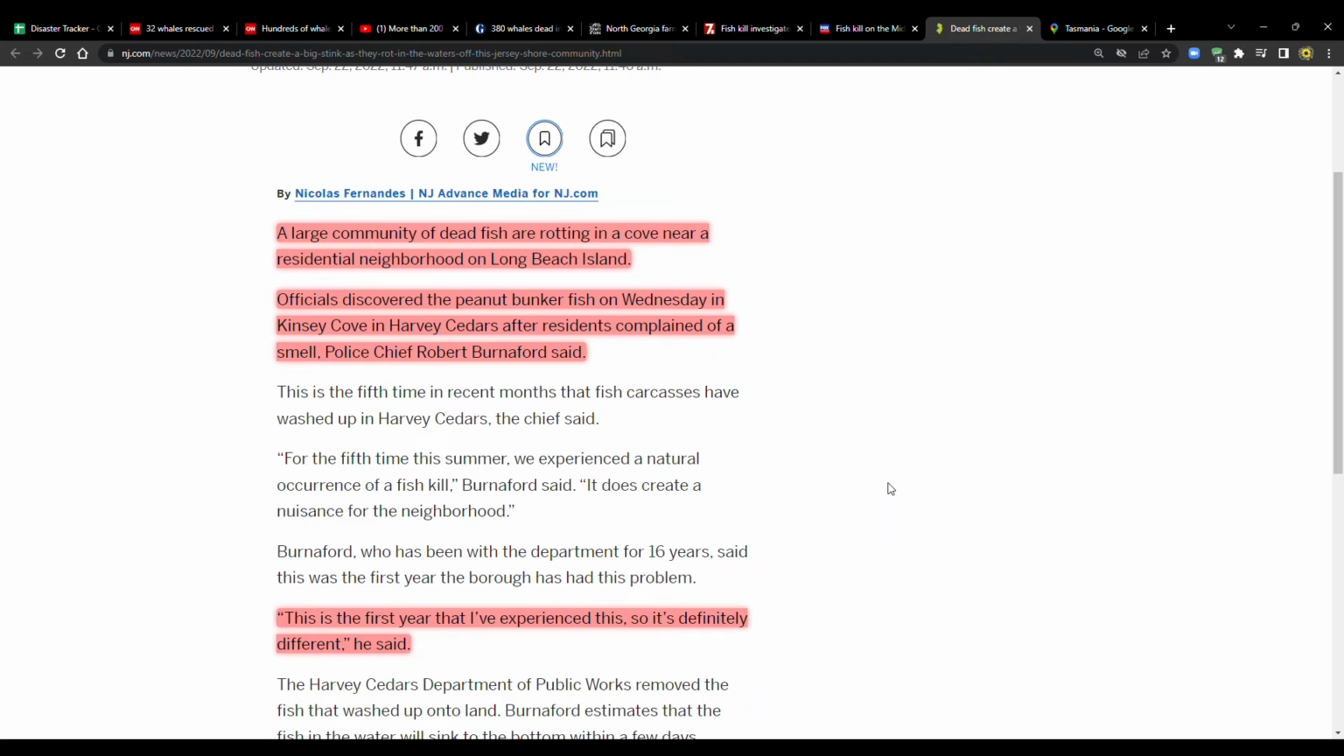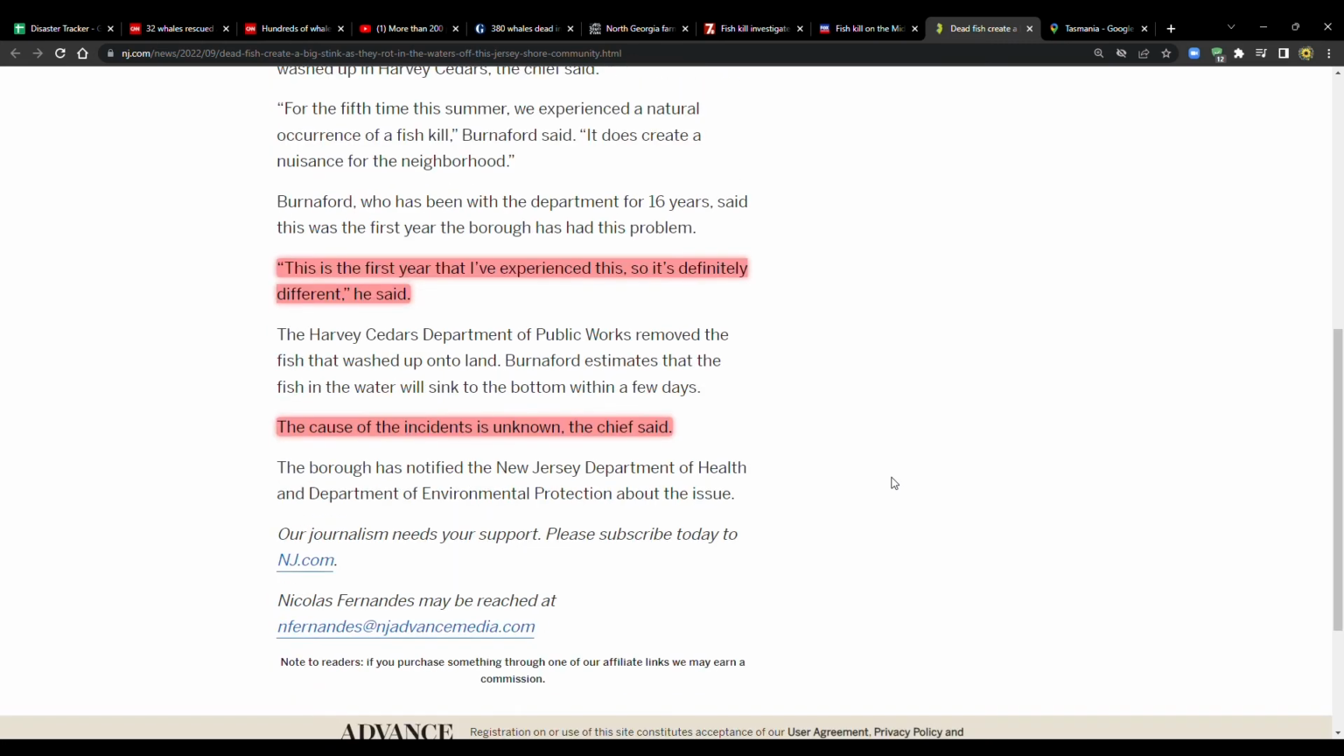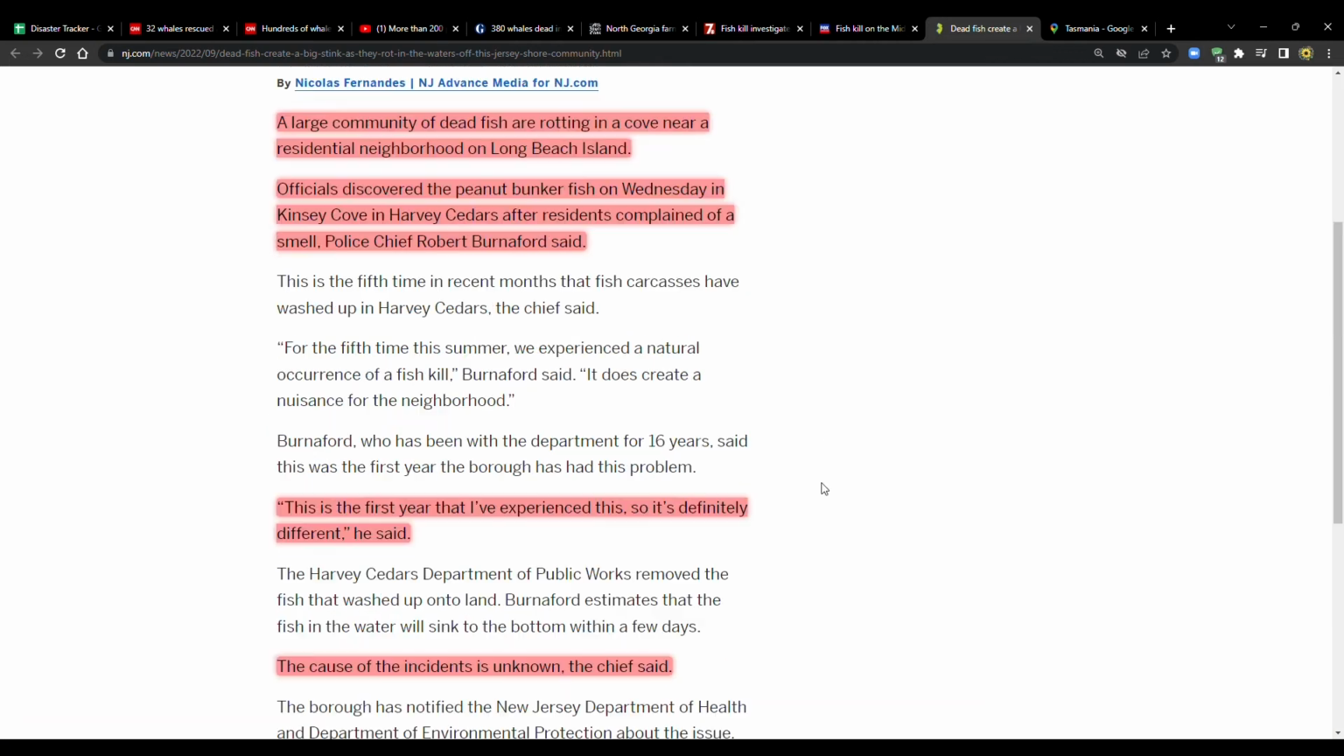They just say a large community of dead fish are rotting in a cove near a residential neighborhood on Long Beach Island. Officials discovered the peanut bunker fish on Wednesday in Kinsey Cove in Harvey Cedars after residents complained of a smell, Police Chief Robert Burniford said. Quote, "This is the first year that I've experienced this, so it's definitely different," he said. "The cause of the incidents is unknown," the chief said.